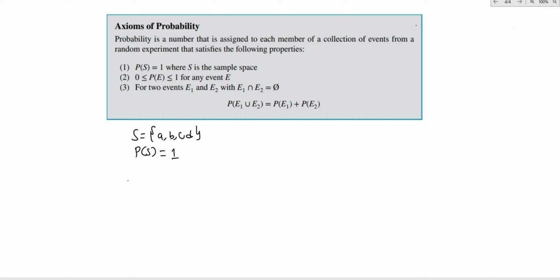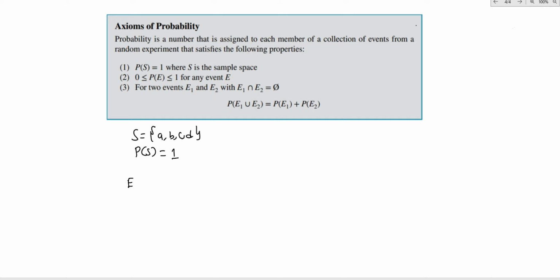And then the second axiom says that the probability of E should be greater than or equal to 0, and less than or equal to 1 for any event E. So let's say you have an event E, which is a subset of the sample space. What the second axiom is saying is that the probability of the event E should be greater than or equal to 0, and less than or equal to 1. That's what it means.